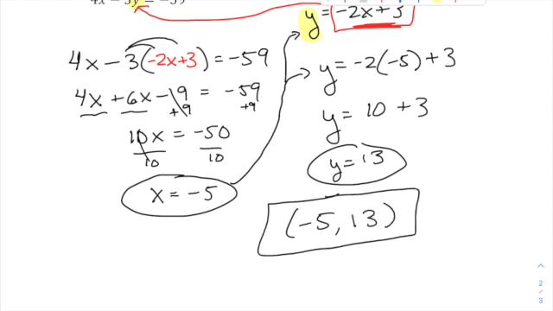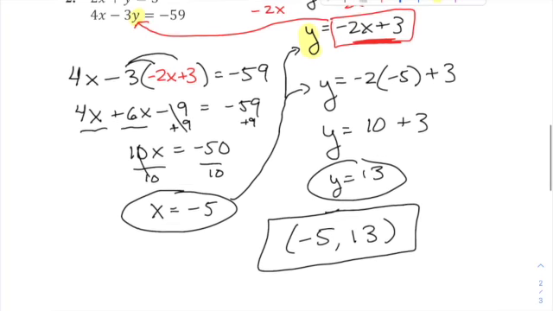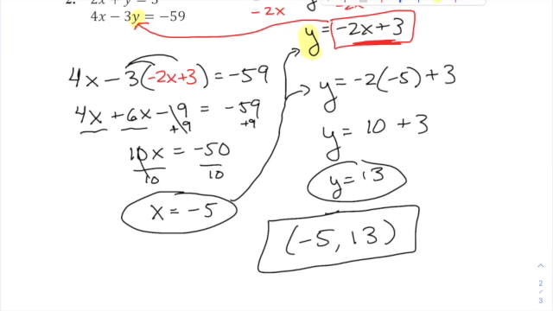And there we go. Two different examples there of using substitution to solve a system of equations. Got any questions? Let me know.